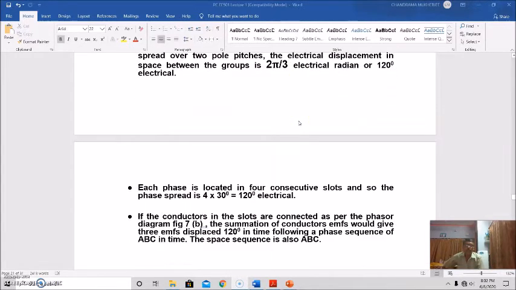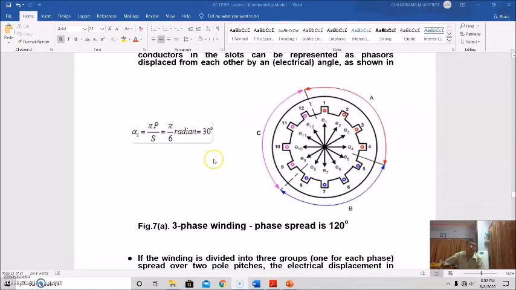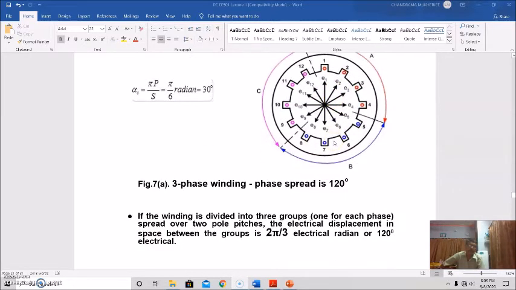So each phase is located in 4 consecutive slots, and so the phase spread is 4 into 30 degrees, that is 120 degrees. This is 30 degrees, 30 degrees. You will get 30 and 30. Okay, so 120 degrees. So you will get that for 4 conductors.